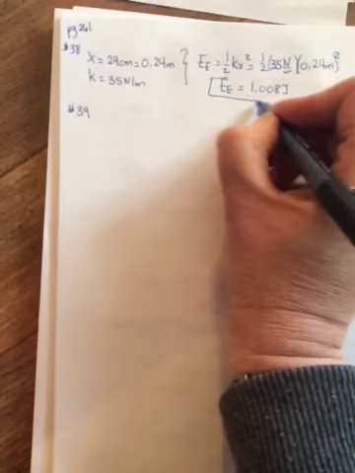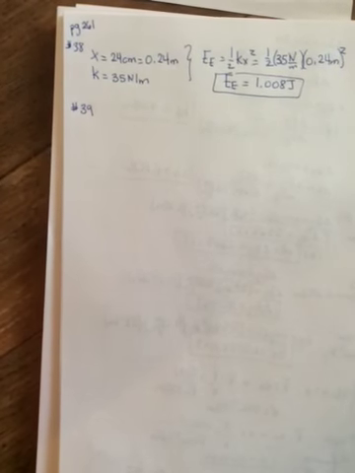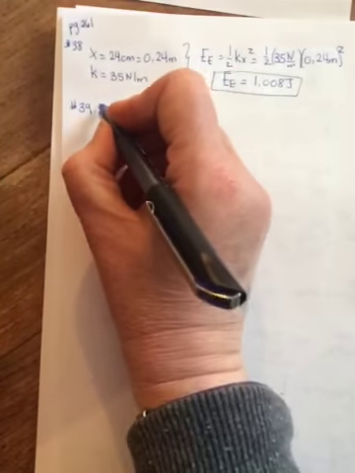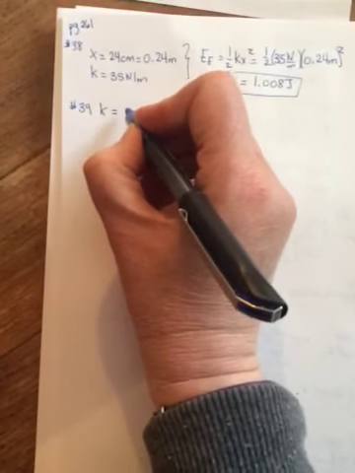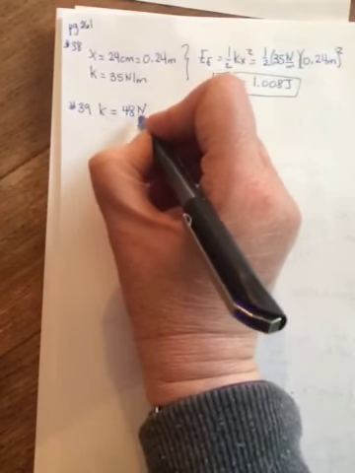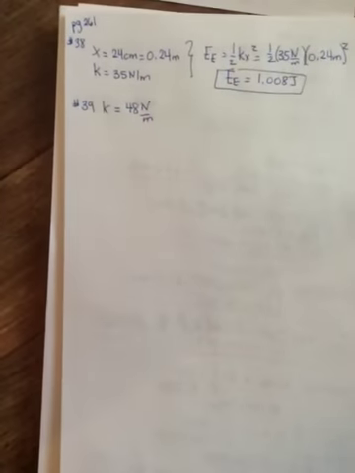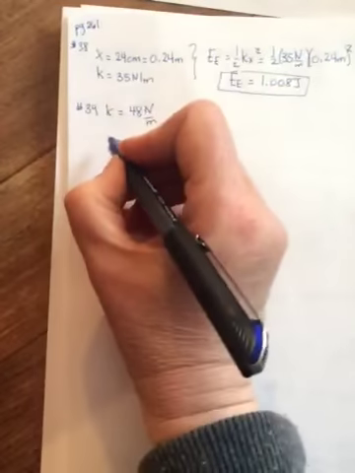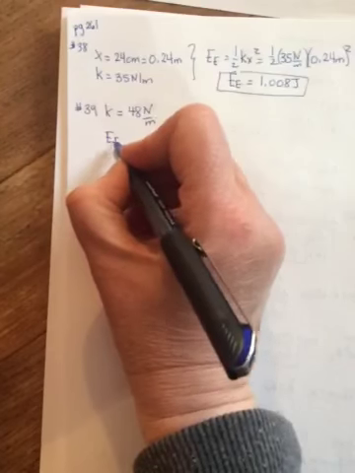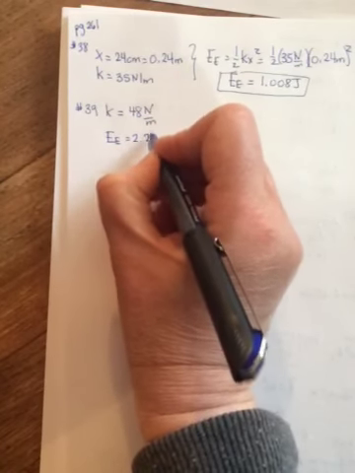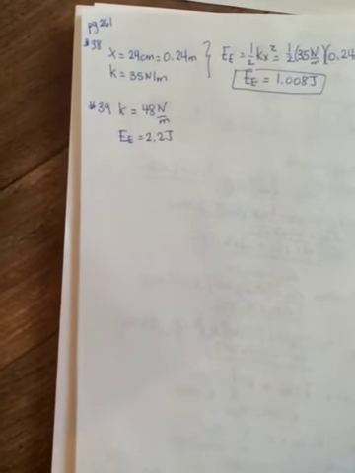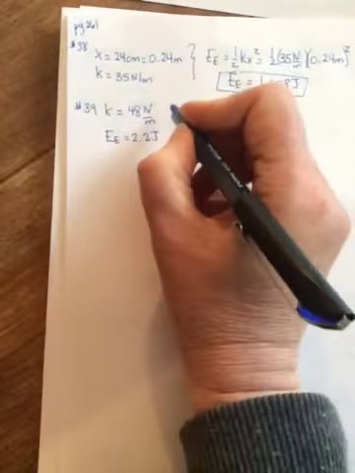Number 39 says, an unruly student, none of you of course, pulls an elastic band that has a spring constant, the K, of 48 newtons per meter, producing 2.2 joules, so EE is 2.2 joules, producing a 2.2 joule increase in the potential energy. How far? You're looking for x.